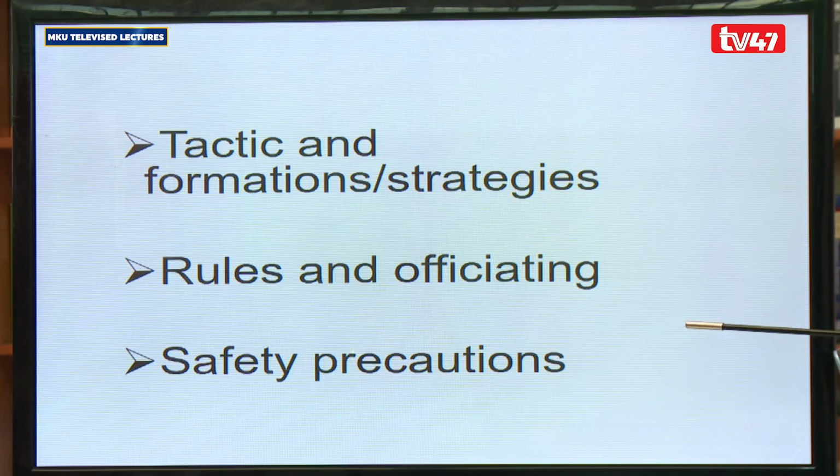and then we're going to look at the rules, the tactics, the formation, the strategies, and then the rules and how to officiate the soccer game. Further here, we're going to look at the different officials that we have in soccer, and then lastly, we are going to look at the safety precautions that are involved when taking part in a soccer game.